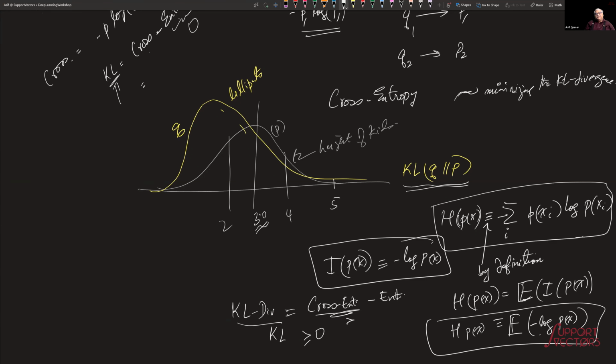Entropy is a measure of information. There is more than you thought happening. What you thought happening was P. Now there's more than you thought happening, right?